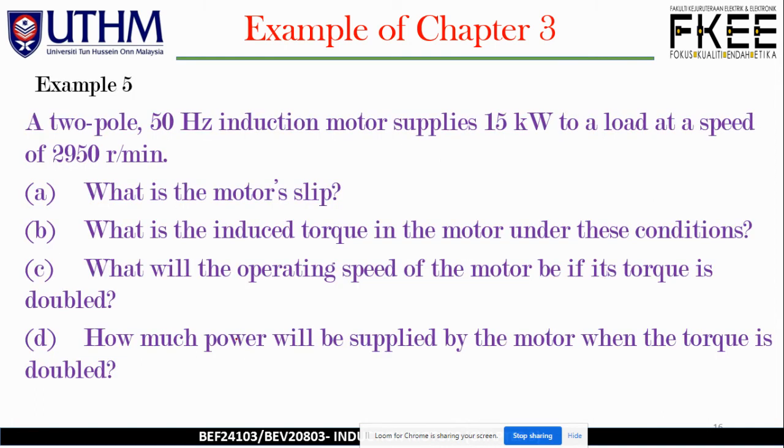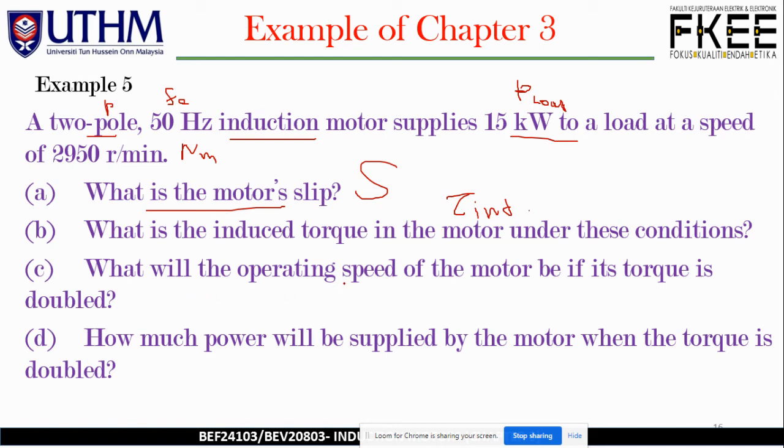So now example number 5. A 2-pole 60 Hz induction motor supplies 15 kilowatt to a load at a speed of 2950. Again, this is the P, and this is the FE. We have the P load over here, 15 kilowatt at the speed given. So what is the rotor slip? And what is the induced torque under these conditions?